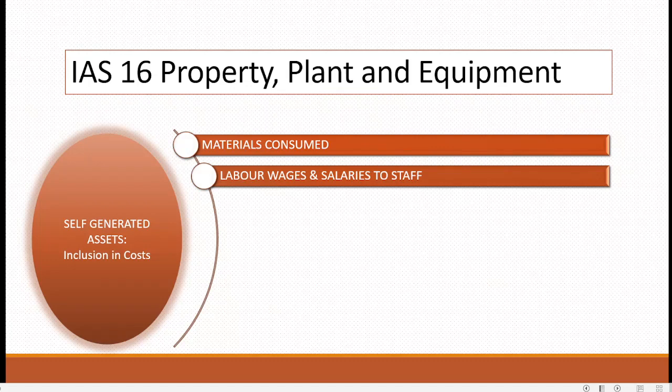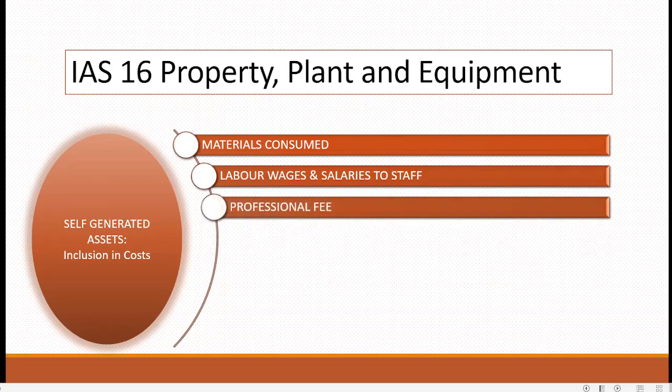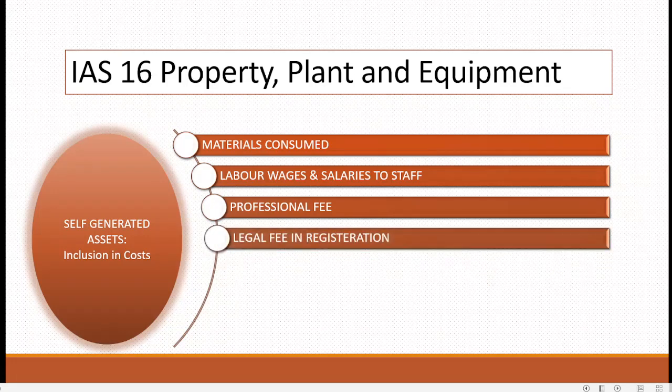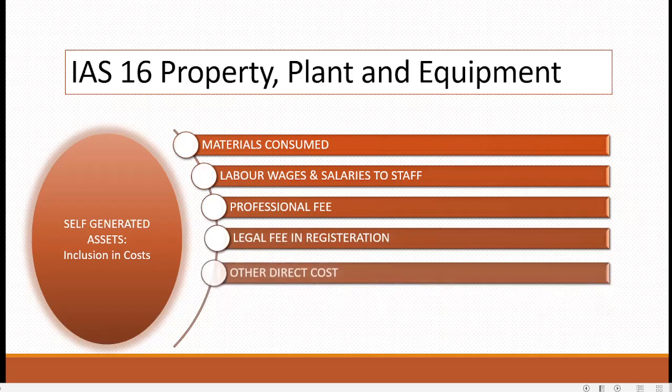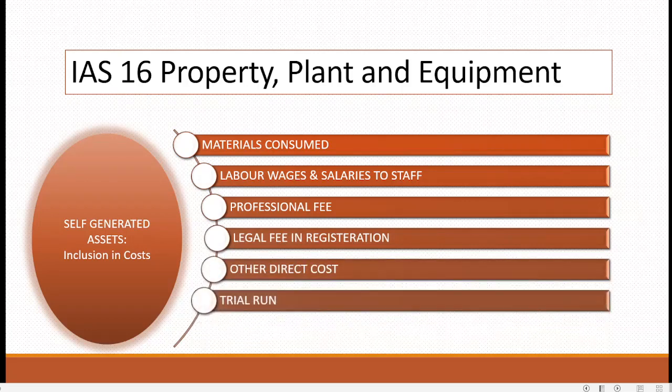For labor wages and salary to staff, only those who are directly allocated to that particular project will be considered for inclusion in the cost. And then there is the professional fee for an architect or designer who designs the equipment, or mechanical engineers or plumbing engineers who advise on this kind of asset purchase or construction; these will be added. Legal fees for registration will be added. Other direct costs will also be added.